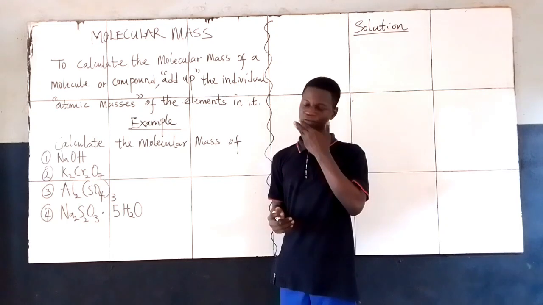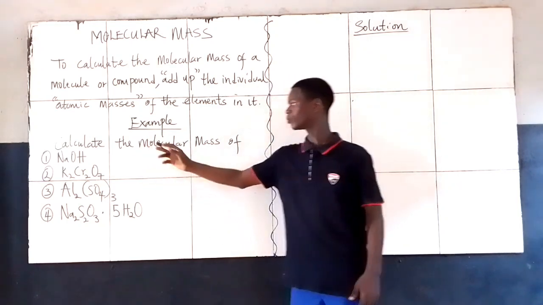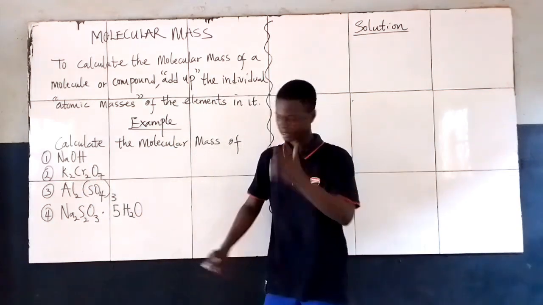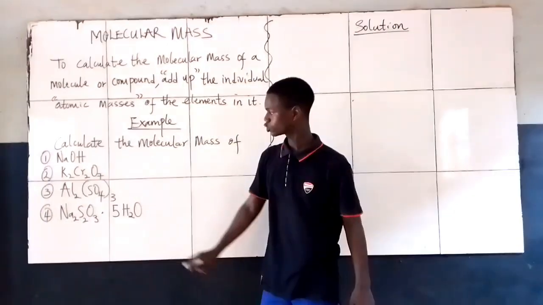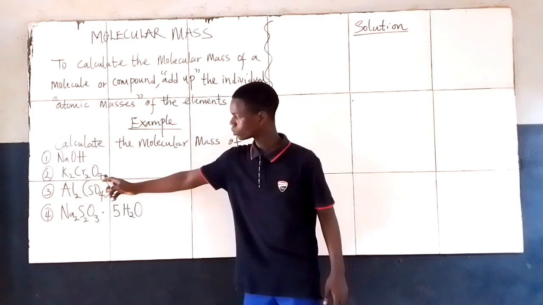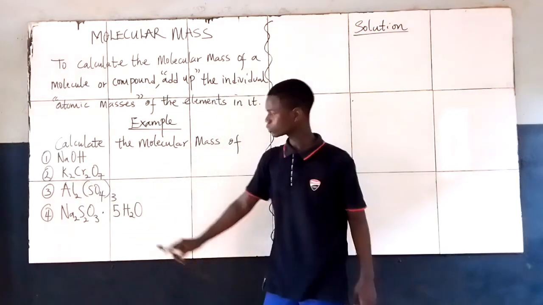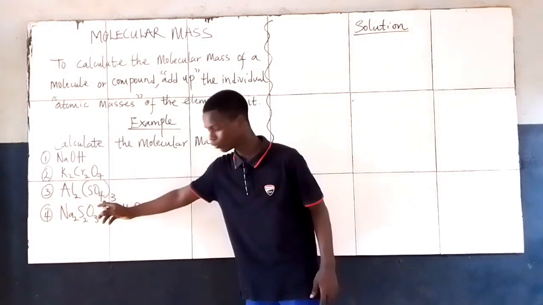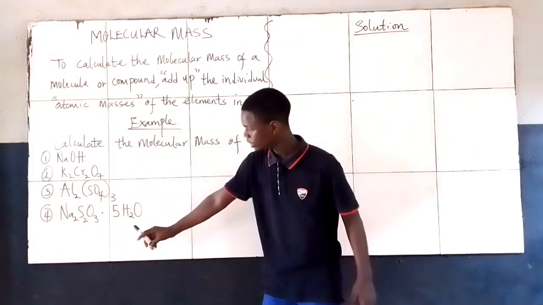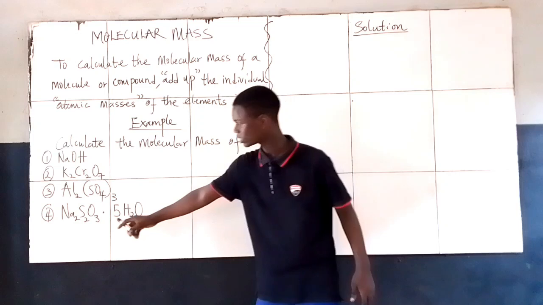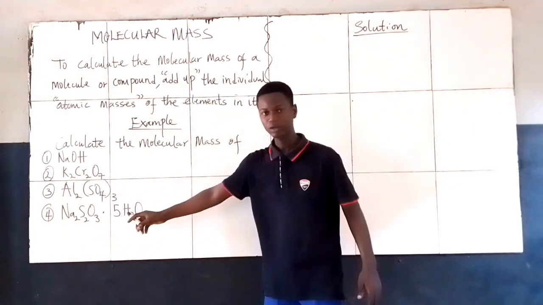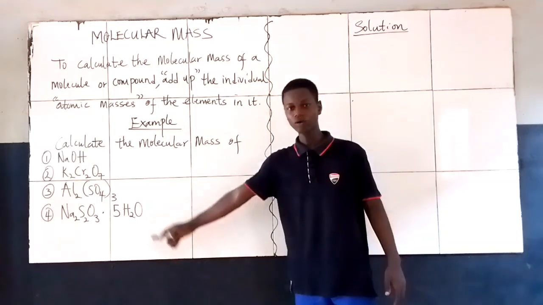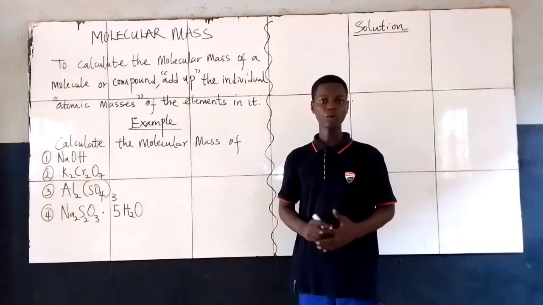The question we had before was: calculate the molecular mass of 1, sodium hydroxide, NaOH; 2, K2Cr2O7. The next one was aluminium sulfate, which is Al2(SO4)3. Then you have sodium thiosulfate, which is Na2S2O3 pentahydrate, that is 5H2O. Now these are the 4 compounds we are asked to find the molecular mass of.